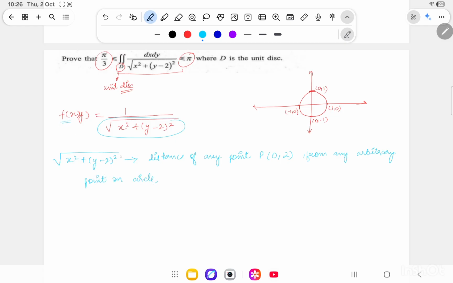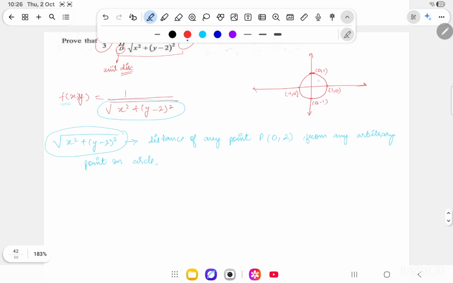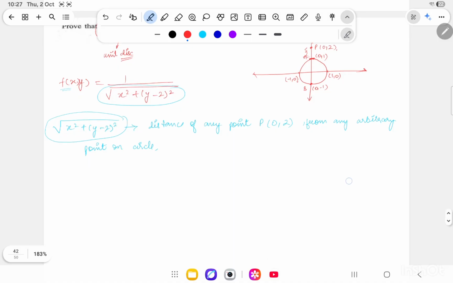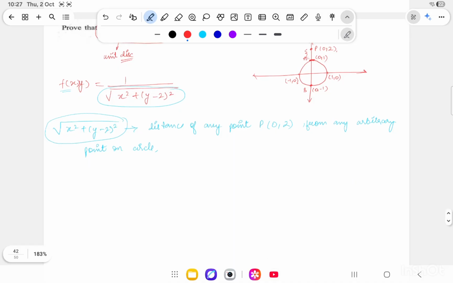So f(x, y) is basically the reciprocal of this distance, right? Let's say this is my point P, that is (0, 2). Now the minimum distance of this point P from the circle can be this, that is PA. And if I take my point B as this, then PB will be the maximum distance of this point P from any point on the circle.